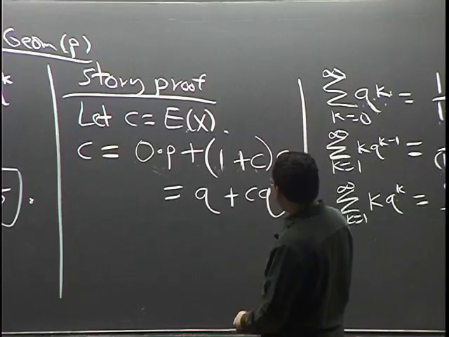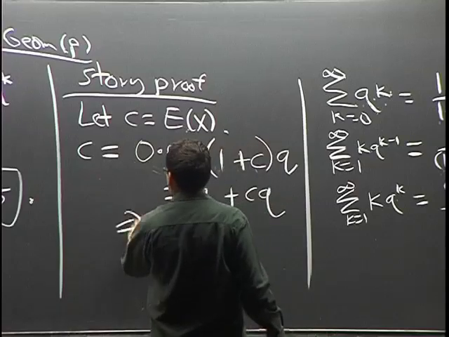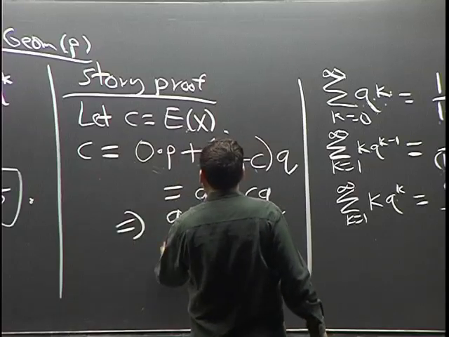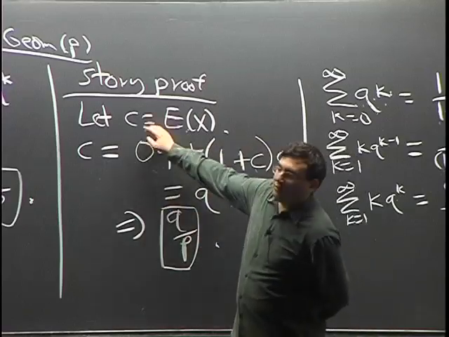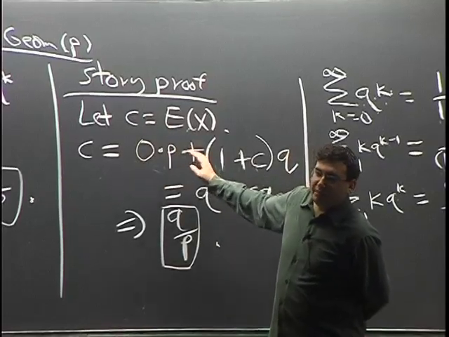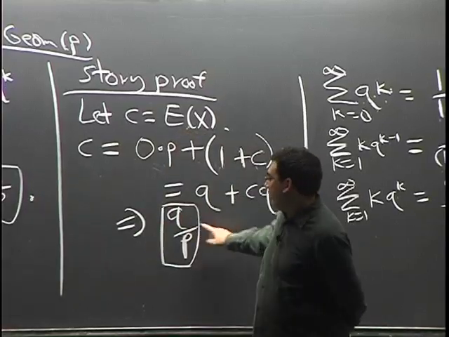Solve for c. 1 minus q is p. So if we solve that equation, we get q over p. I like this way more because we don't need to use any calculus. We just write down what it means to be geometric in the story. This way uses a little bit of calculus, but either way we get q over p.